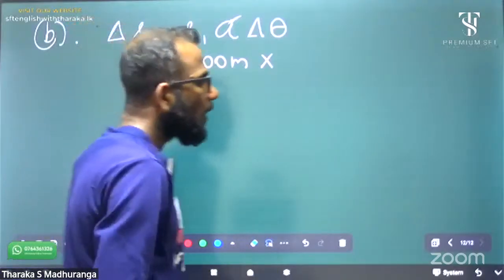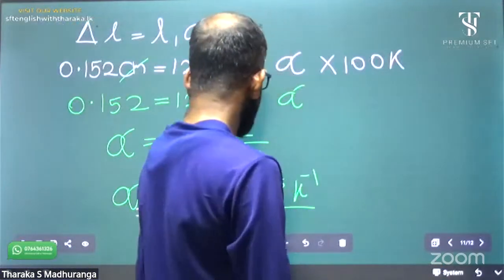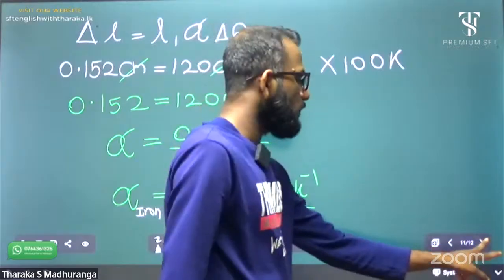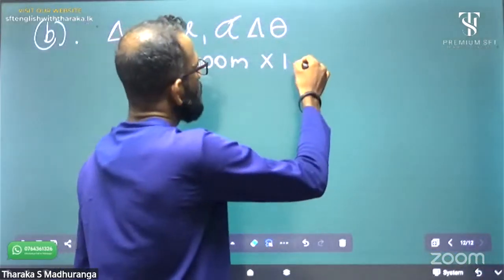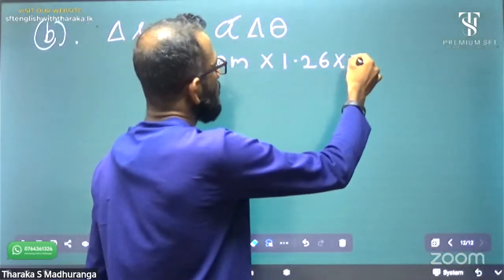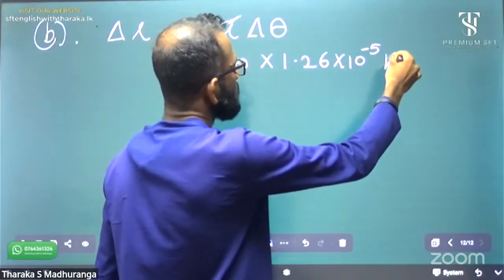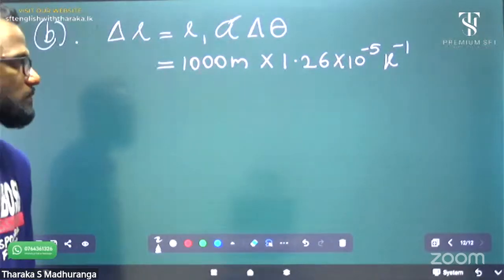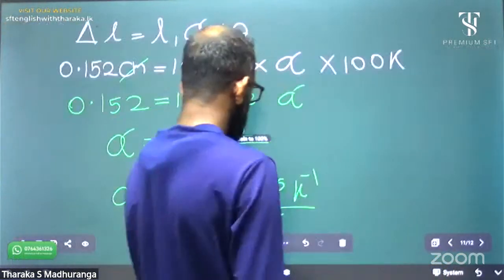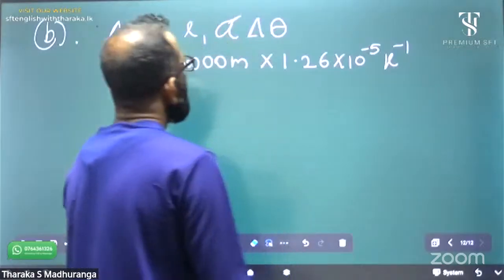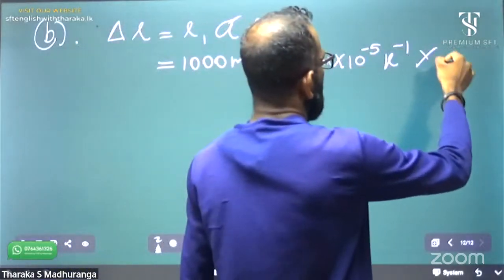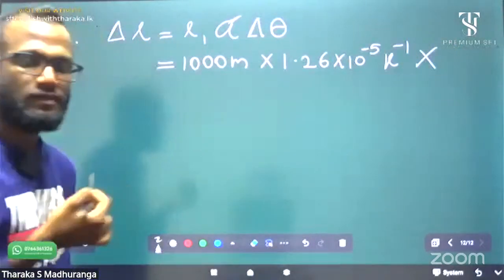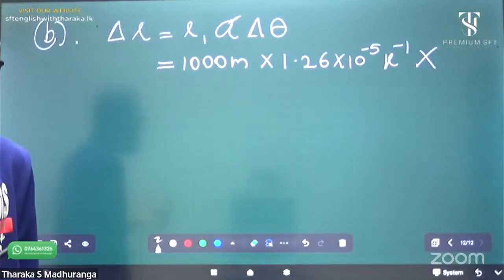Alpha, iron linear expansion coefficient, you already got 1.26 into 10 to the power minus 5 per Kelvin. Per Kelvin is the alpha unit, remember. Multiplied by temperature difference. What's the temperature difference?